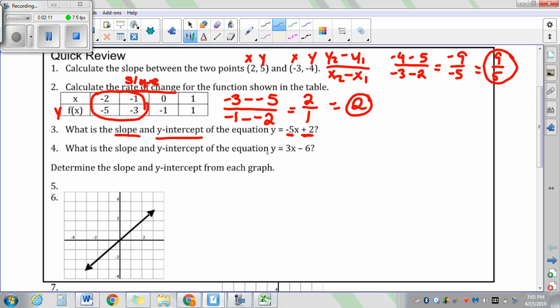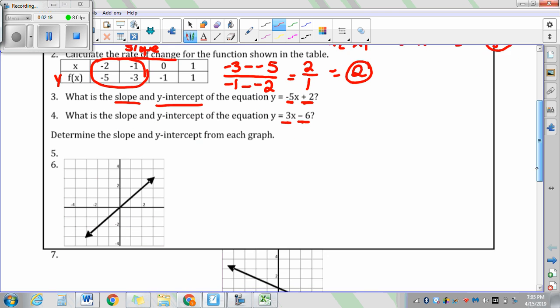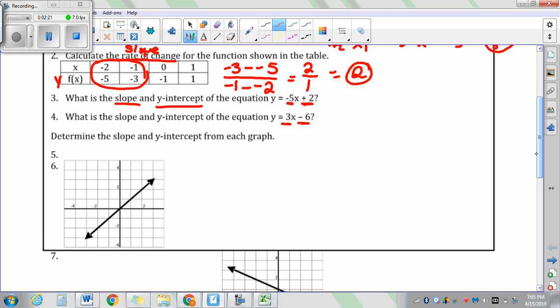Number 4 is almost the same. It's y equals mx plus b. There's my slope. Negative 6 is my y-intercept. The last three, and on my screen, they're pretty wonky, so I'm sorry in advance. Says determine the slope and the y-intercept from the graph.